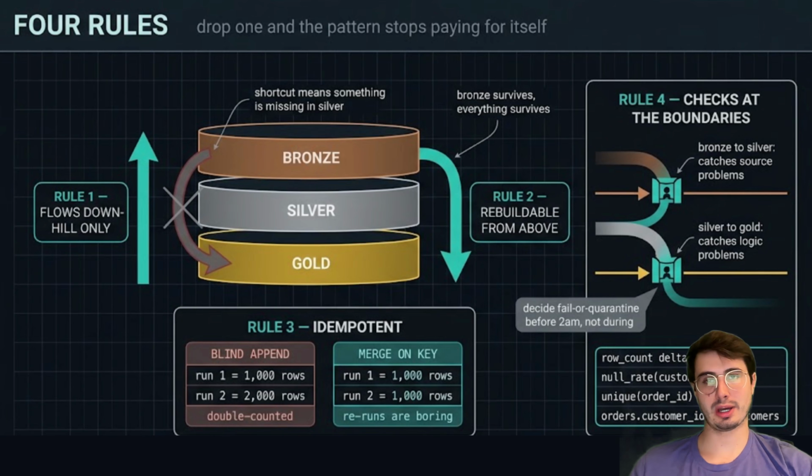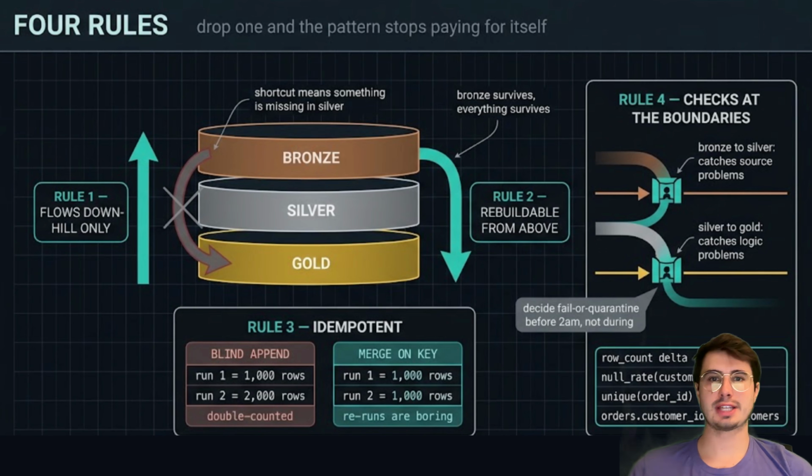Running the same job twice with the same output has to produce the same result, not double the rows. And in practice, this means merge on a key or overwrite a partition rather than blindly appending in silver and gold. Pipelines fail halfway and they get rerun. That's normal. Your job is to make that rerun boring.